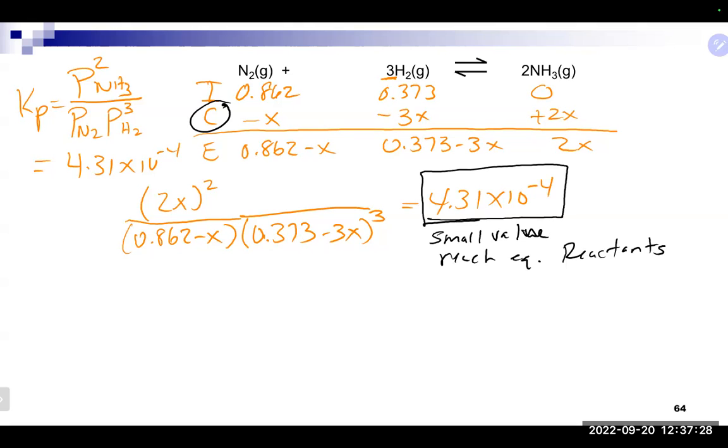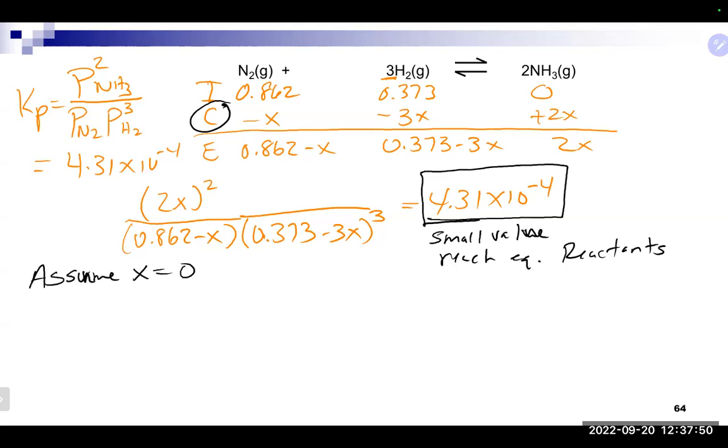Should be a small change, right? If you mainly have reactants, that means you didn't use a lot of reactants to go to the product side, right? So it should be a very small sort of change. So in a situation like this, when you have a small value of K, you can make an assumption and you could assume that x is equal to 0.